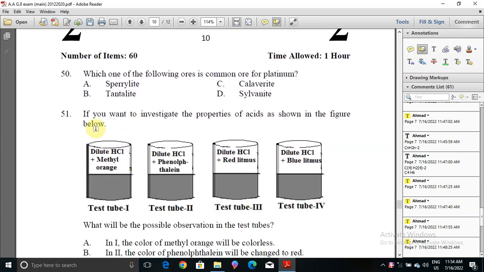And question number 50 is asking which one of the following ores is common ore for platinum: spherulite, tannelite, calaverite, or sylvanite. It says about platinum, so it will be the spherulite.